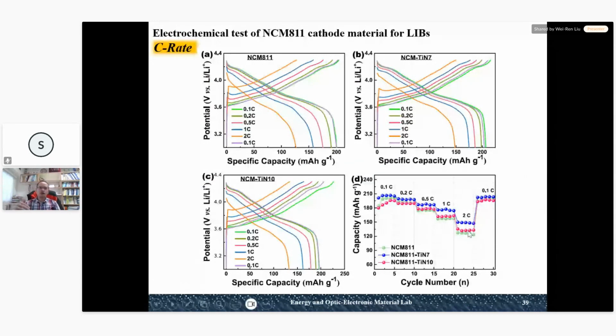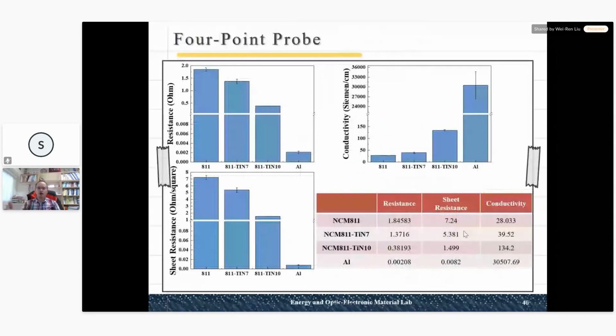We also use the 4-point probe to test the electronic conductivity of the electrode before and after the titanium nitride coating. You can see here, because the NCA811 is a metal oxide, the conductivity is not so good. By making a titanium nitride coating, it can enhance the electronic conductivity. For 7 and 10, the conductivity increased a lot compared to the aluminum foil.